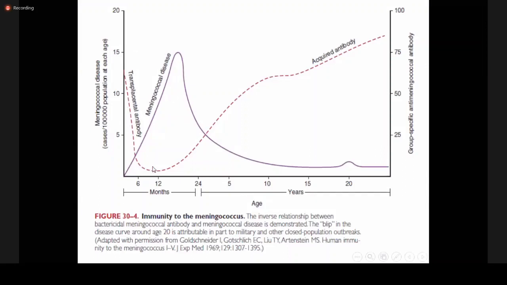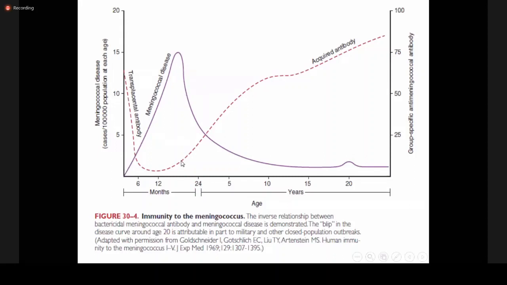You can look here at this figure, the relationship between antibody production and Neisseria meningitidis disease, that is to say meningitis. Once the child is born, the child has antibodies from his mother, which are transplacental antibodies, usually of the IgG class. Once they start to decrease, by the age of 6 months they are almost zero, or very low at least. You can see that Neisseria meningitidis infection will start to become higher and higher. The peak it will reach is at the age of 2 years, 24 months. These are months, this is 12 months.